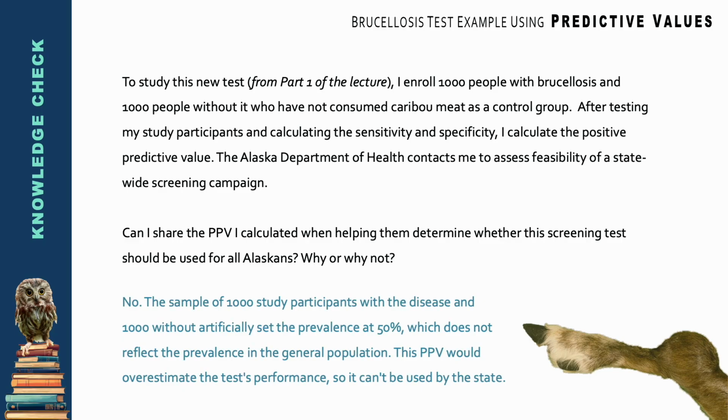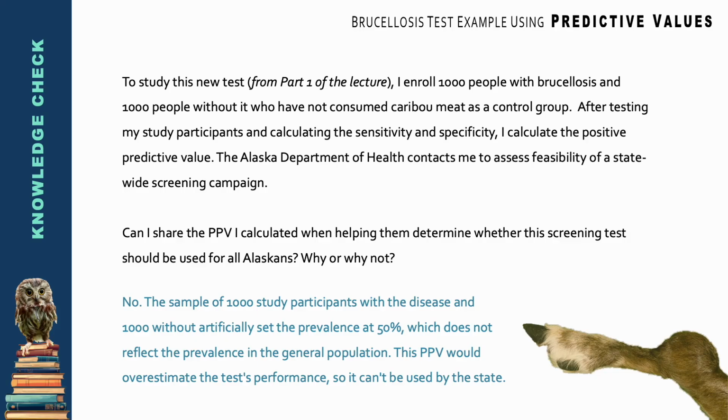No. In this instance, the positive predictive value will be way higher for this artificial population because the exposed group and the control group without the disease were the same size. So the prevalence in this artificial study population would be 50%.